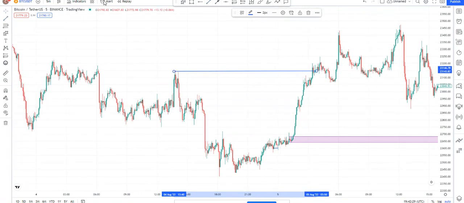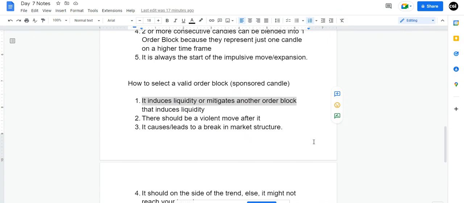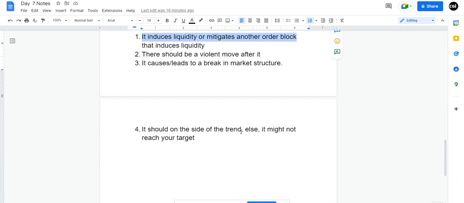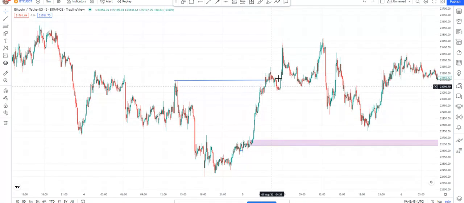So that's the third reason why it's valid. All right, the last reason is that it should be on the side of the trend, else it might not reach your target. So it should be on the side of the trend. This is an uptrend.